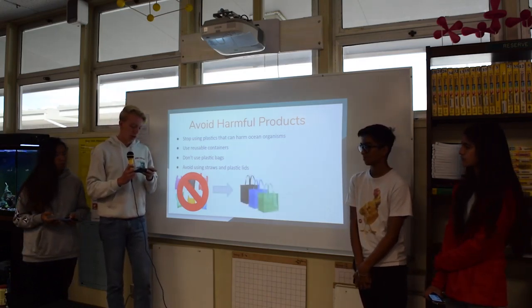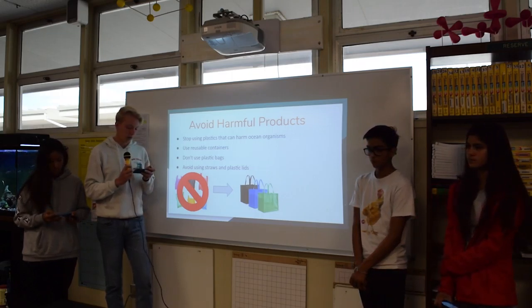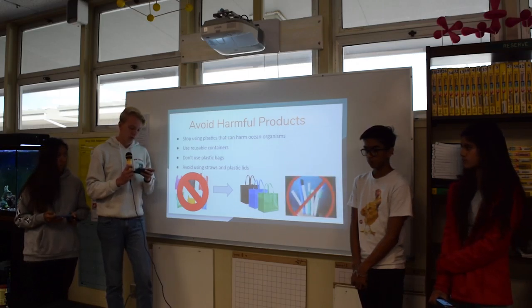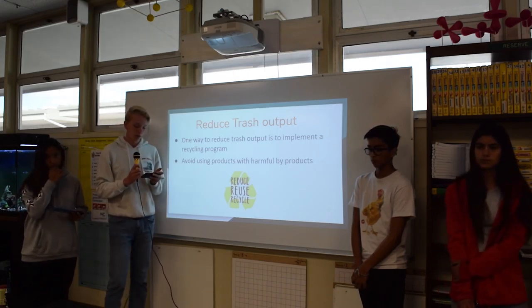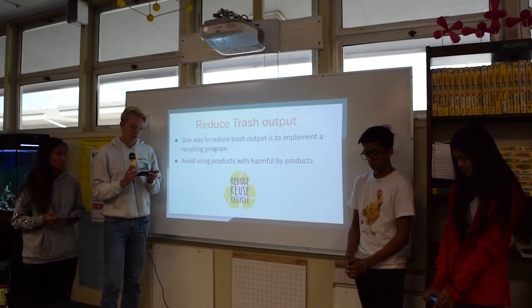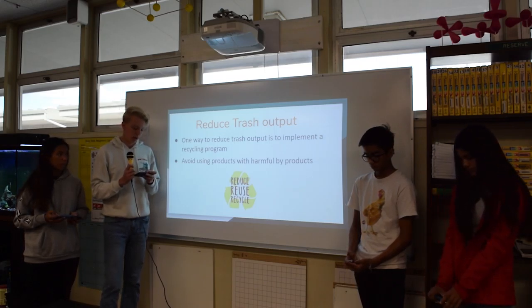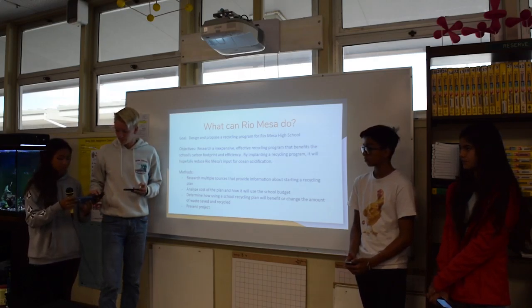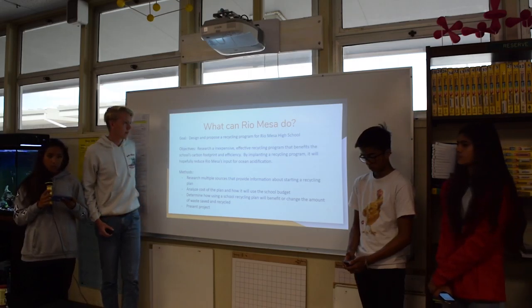Some of the harmful products that we need to avoid are plastics, and you can avoid them by using reusable containers like Tupperware. And you don't want to use plastic bags because they hurt the ocean very much as well. And you want to avoid using straws and plastic lids that can harm animals. And then another important thing that you can do is reducing your trash output by implementing a recycling plan, and avoiding the harmful products that I mentioned earlier.